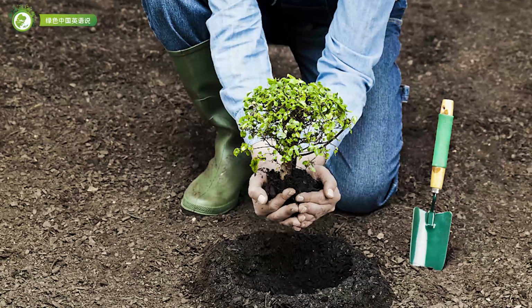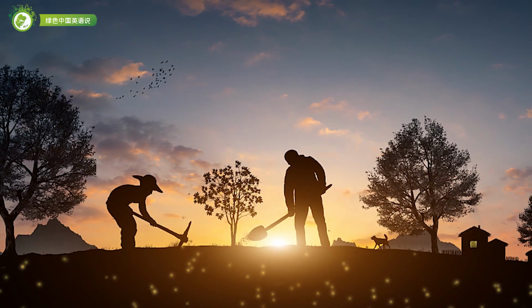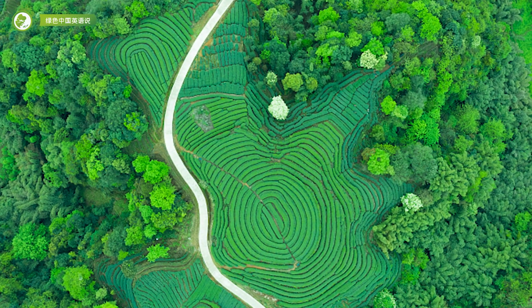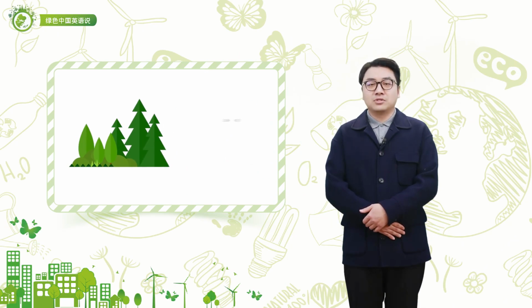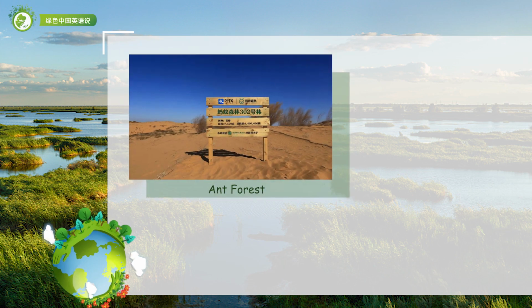The Chinese government attaches great importance to the protection and restoration of ecosystems, and afforestation projects have been implemented for decades. China aims to increase the forest cover to 23% by 2020 and to 26% by 2035. Alipay announced that 100 million trees have been planted in the country's deserts as the number of its Ant Forest users reaches 500 million.